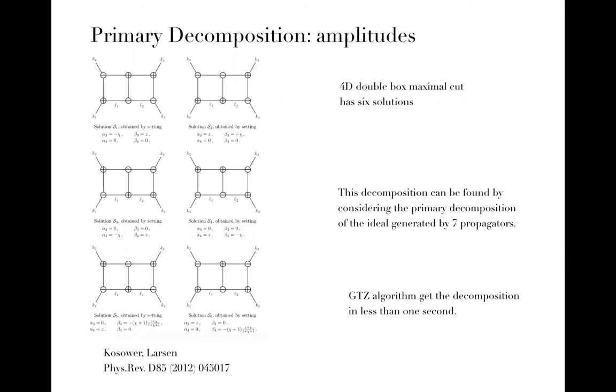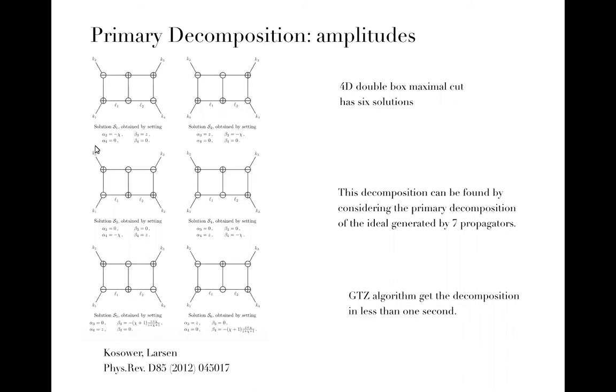Kosower and Larsen, a long time ago, proved that if you consider the maximal cut in 4D for the planar double box diagram, you have 6 solutions, and these 6 solutions have a very nice feature, just like the on-shell diagrams. For each 3-vertex, you can consider the helicity, and then you have this kind of plus and minus configuration. It has some graphical rules, and then you can easily classify the 6 solutions.